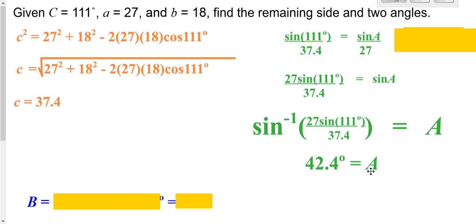Now I have angle A, I have angle C. I can easily get angle B because all my angles add up to 180, so I subtract and I get angle B.